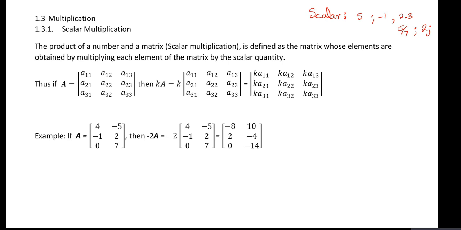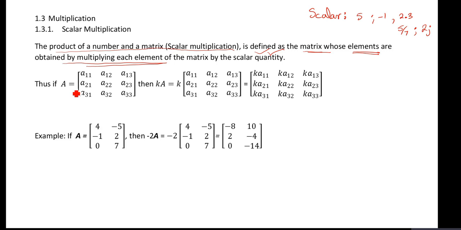So let's read. The product of a number and a matrix, also known as scalar multiplication, is defined as the matrix, so the answer, where the elements are simply obtained by multiplying each element by that scalar quantity. Now, once again, the purpose of this video lecture is not only to go through the algebra of matrices, but at the same time to expose you to the writing of matrices, the syntax associated with it.